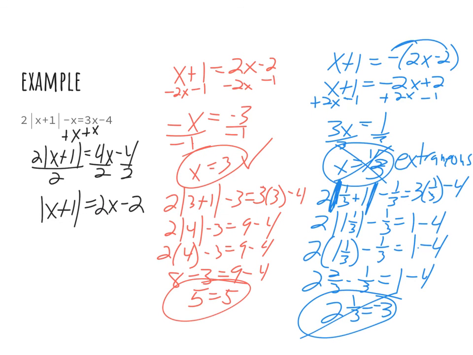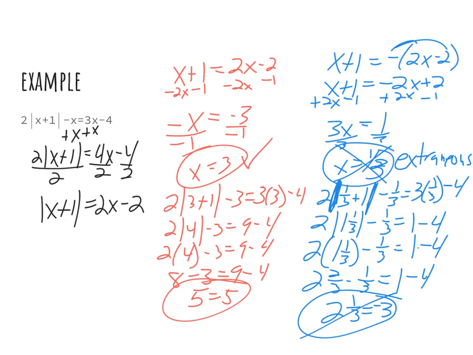All right, so as you can see, I cleaned it up first. I got the absolute value on the side by itself, so the absolute value of x plus 1 is equal to 2x minus 2. I solved each case by setting it equal to positive 2x minus 2 and then negative 2x minus 2. And I got 3 and 1/3 as my two answers.